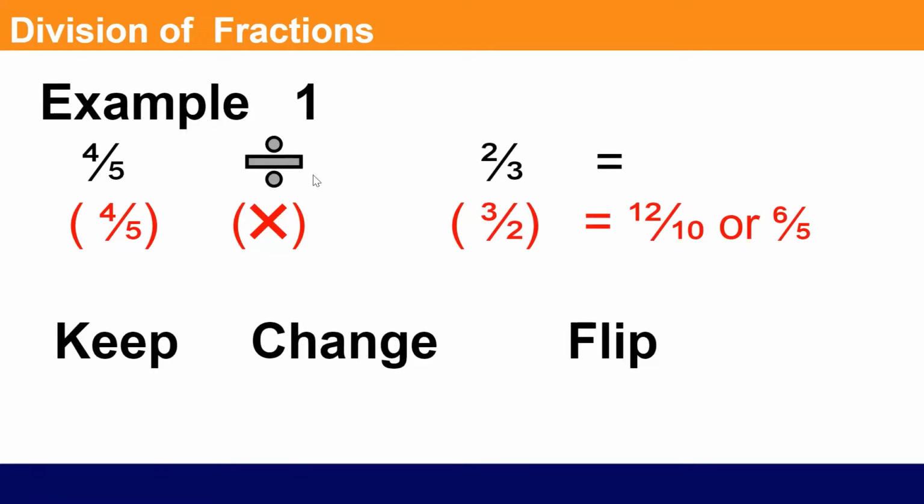Example. Okay, 4/5 divided by 2/3 equals. So 4/5, copy or keep. Division symbol, change to multiplication. And then 2/3, flip, it becomes 3/2. Okay? So now multiply 4 times 3 is 12. And then 5 times 2 is equal to 10. And then get the lowest term of 12/10. So we have 6/5. Paano po nakuha ang 6/5? 12 divided by 2 is 6. 10 divided by 2 is 5.